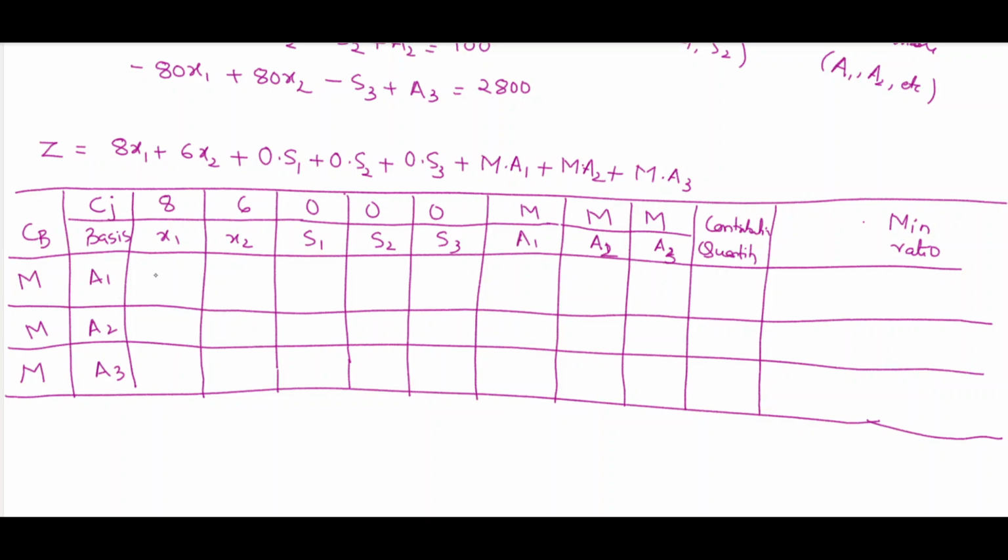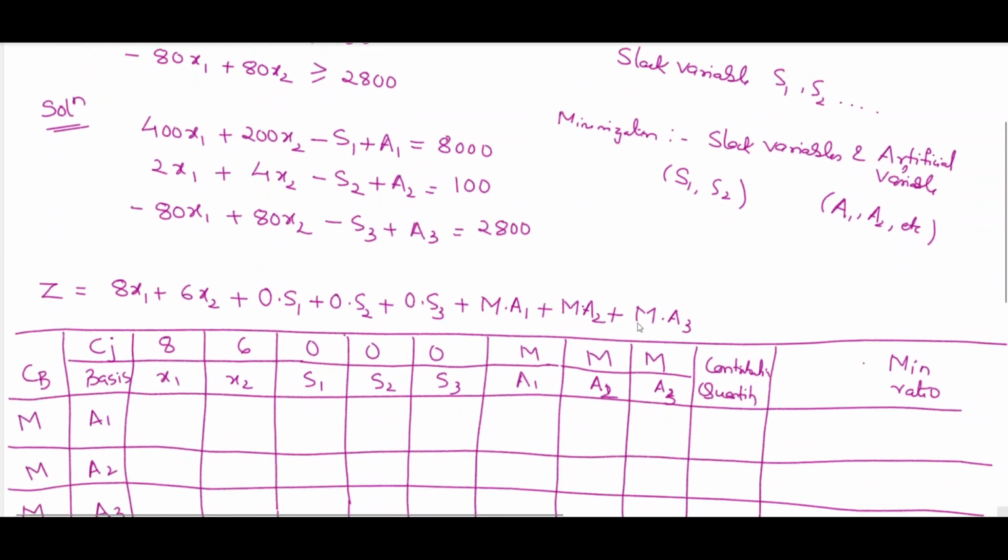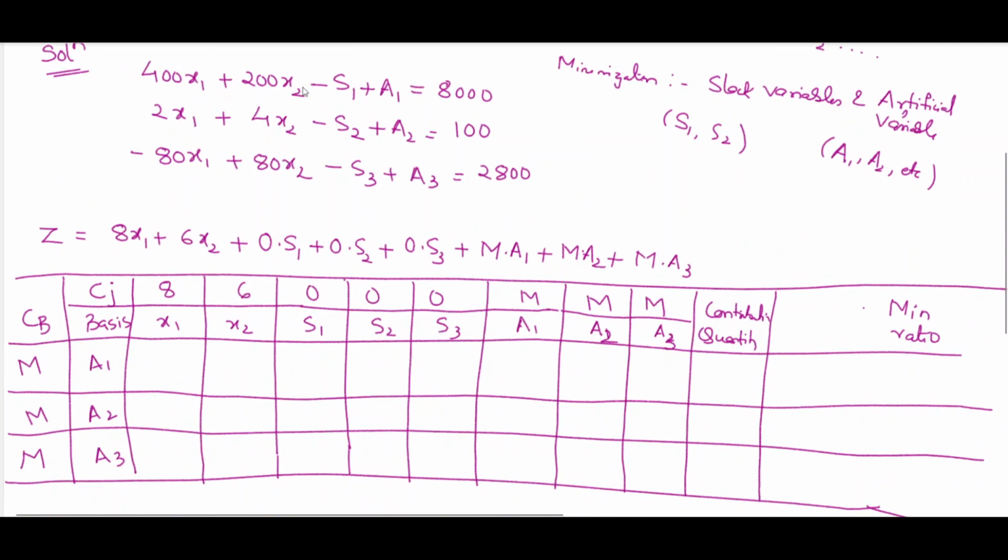Next we will write down the values of the constraint equations. Under x1 it is 400, under x2 it is 200. Then for s1 it is -1, and in the first equation you don't have s2 and s3, so it is obviously 0, 0. And the coefficient of A1 is 1, and 0, 0.